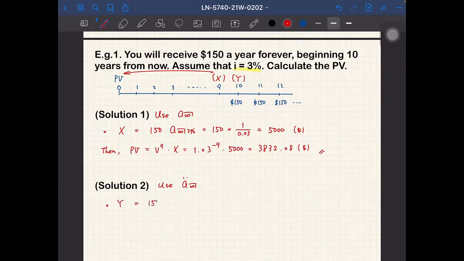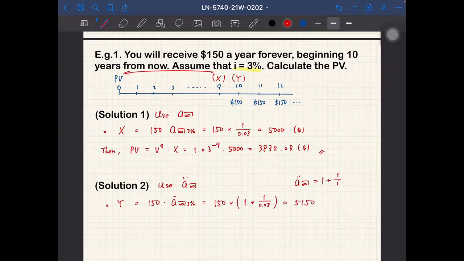So y is $150 each, and the a double dot infinity at 3%. So that is 150 times... Okay, so maybe we use the formula that a double dot infinity is equal to 1 plus 1 over i. So this is 1 plus 1 over 0.03. So you can see that 150 times 1 over 0.03 was the $5,000. So 5,000 plus 150, so 5150. So that is the y value.